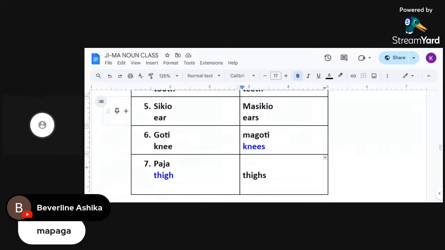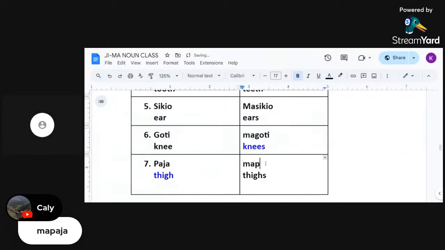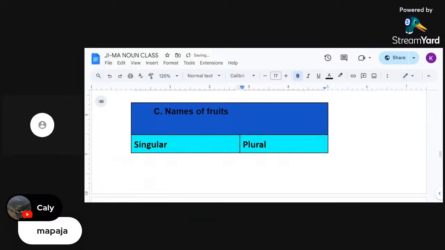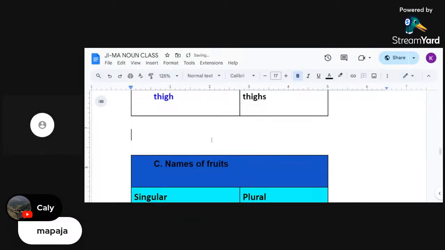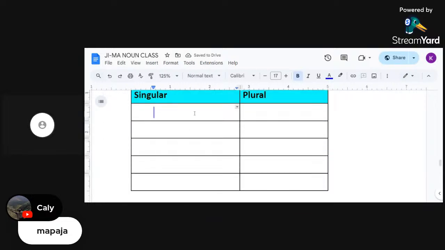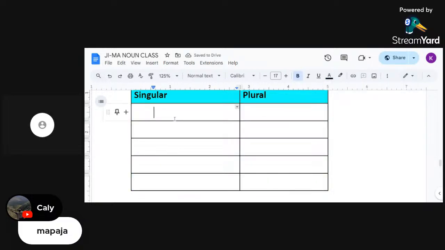Paja, Beverly anasema paja, mapaja, ndio, mapaja. Asante sana dada Kali, mapaja. Okay, next, for the nouns in this Ji-Ma class, we will have names of fruits. Most names of fruits will fall into this class. I'll just list here some of the names. One is chungwa. Chungwa means orange.